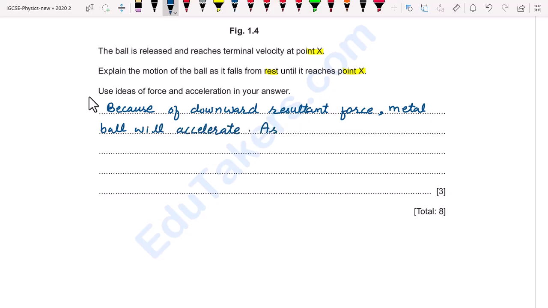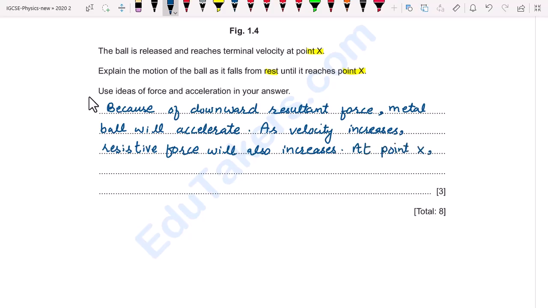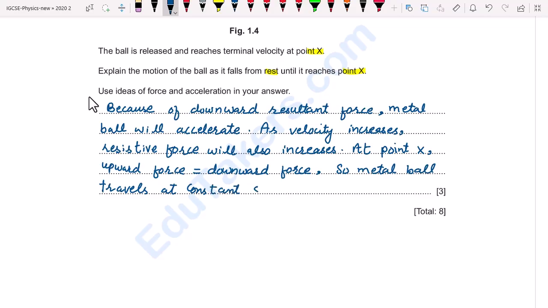As velocity increases, resistive force also increases. That is due to the air resistance. At point X, upward force becomes equal to downward force. So the metal ball travels at constant speed, which is the terminal velocity of the body.